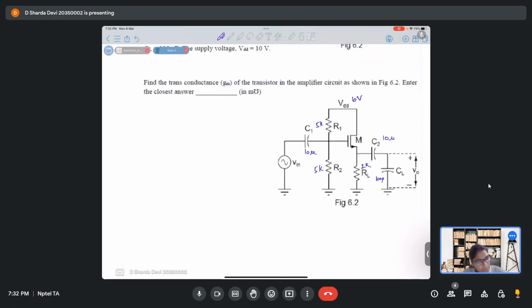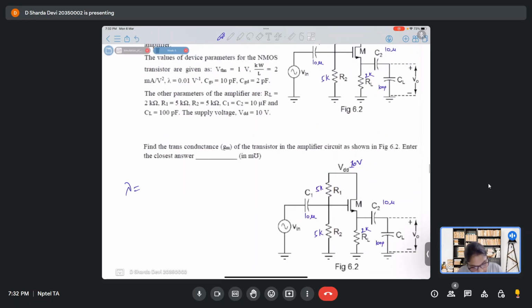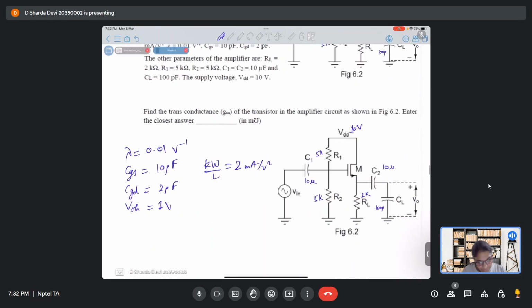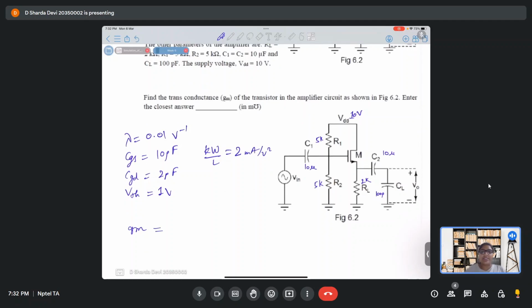It is given that lambda is 0.01 volt inverse, CGS is 10 picofarad, CGD is 2 picofarad, VTH is 1 volt, kW by L is 2 milliamps per volt square. Anything else? Done. So we have to find GM of the transistor. So what is the GM of the transistor, or GM of MOSFET?